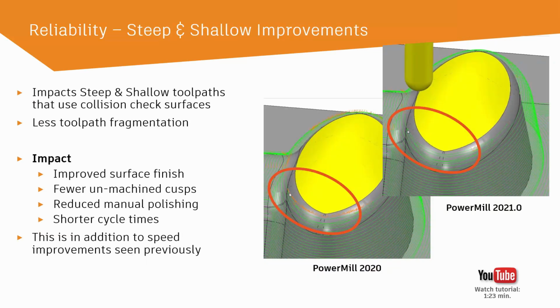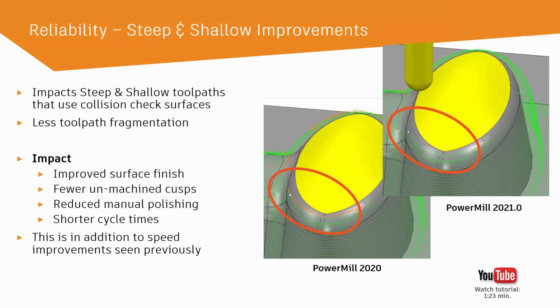Still on the subject of reliability and talking specifically about steep and shallow machining, if you've ever used steep and shallow machining with collision check surfaces, you may have experienced situations where toolpaths fragment when the toolpath gets close to those check surfaces. And you can see an example of that here in these images. This is a male upstand on a 3D mold. You can see the grey surfaces are being machined, but the yellow surface on the top of the part is a check surface. Don't machine it.